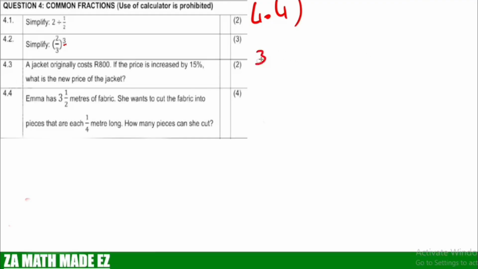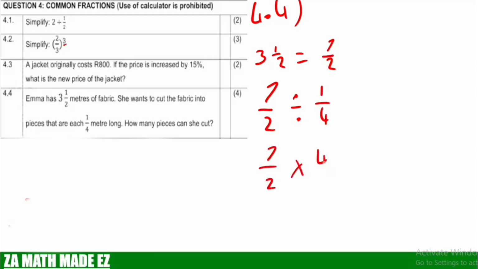3.5 is equal to 7/2, which is 7 halves. So you take 7/2 divided by 1/4. Now from the KFC method, take 7/2, you times it by 4/1, and that would equal 28/2, and 28/2 as a whole number would just be 14. Therefore, there are 14 quarters in 3.5 meters of fabric.